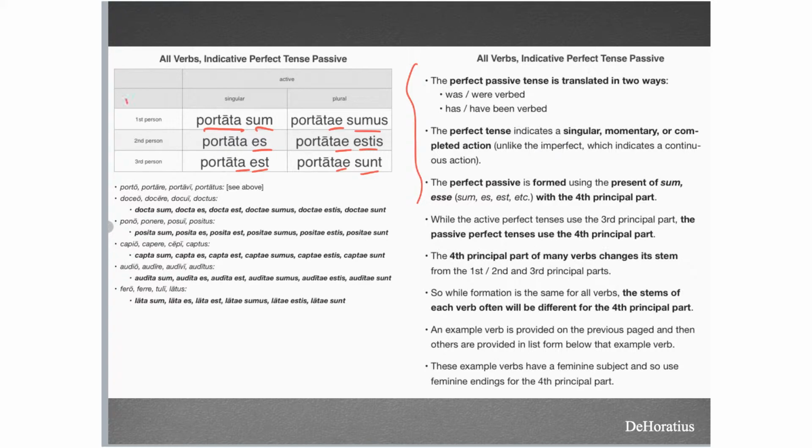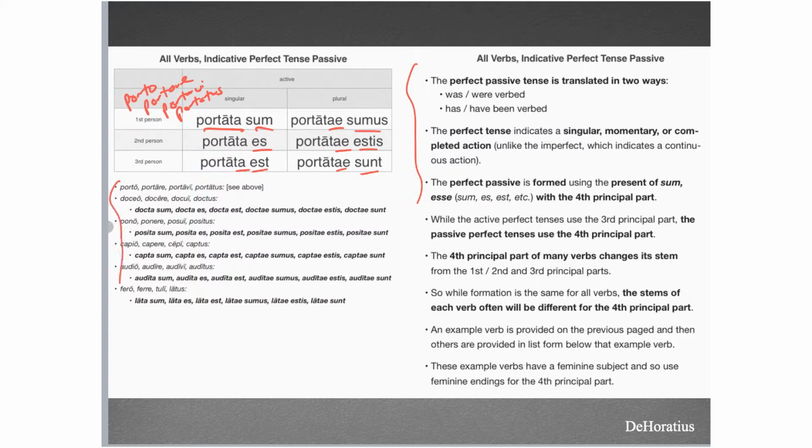And just to remind you, this is porto, portare, portavi, portatus. So portatus is the fourth principal part. Of course, we're dealing with a feminine subject here. That's why it's A and AE. All right, but that is another example of that participle changing to agree with its subject.